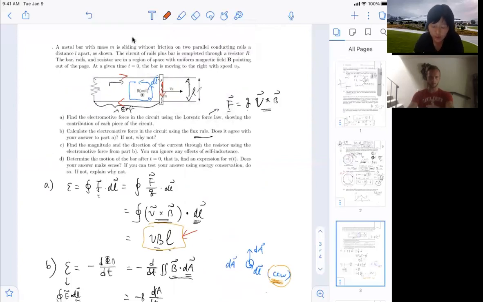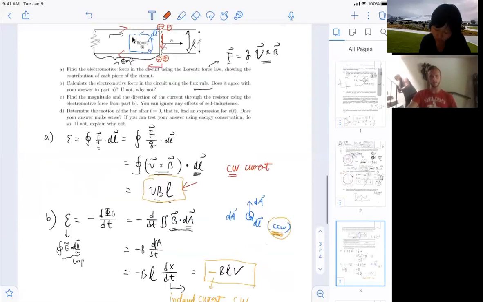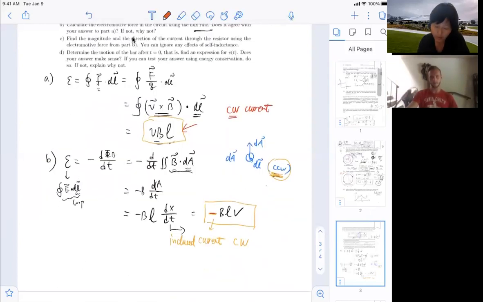So let's do V cross B. V cross B is downward. So it produces a force driving your positive charges down and negative charges up. That will produce a current flowing out of your positive terminal into your negative, which is a clockwise current, consistent with this negative sign. So you can say my two answers agree.